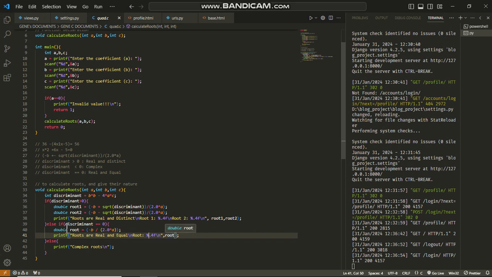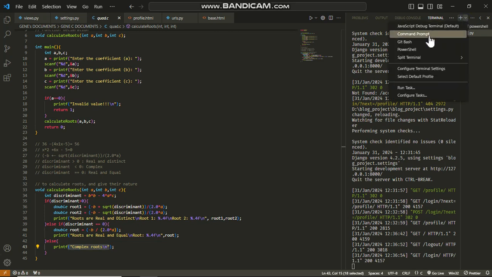Or else, the last else statement, we are going to just print complex roots. So if it doesn't satisfy these two conditions, then it is highly likely that it's going to satisfy the last condition, that the discriminant is less than 0. So we can't state those roots, but instead we shall just give a statement, complex roots. And so we are going to run our code and see how this works.